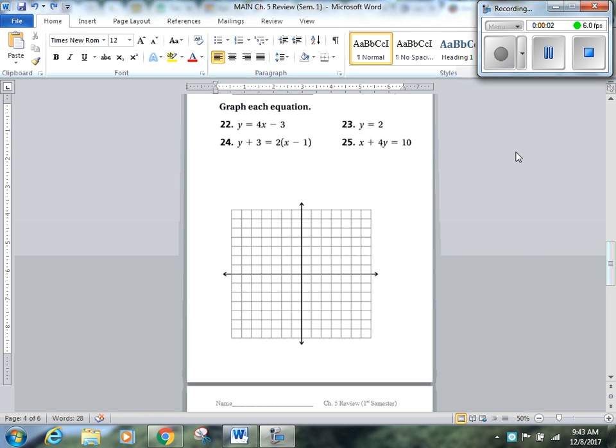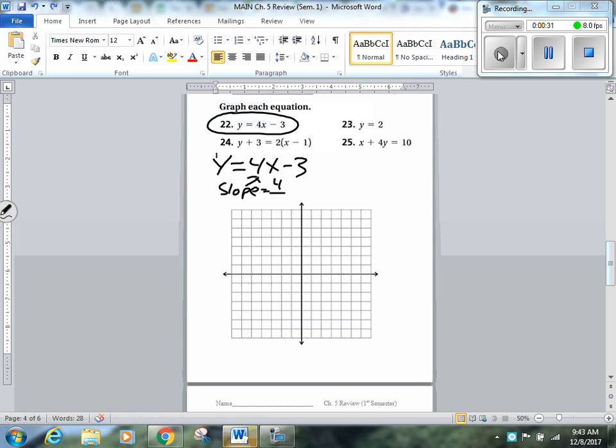All right, let's take a look at question number 22. We need to graph each one of these equations. So I'm going to write this down there as y equals 4x minus 3. When I go ahead and graph this equation, as we talked about before, this number right here is my slope. And when I look at it, think of it as 4 over 1.